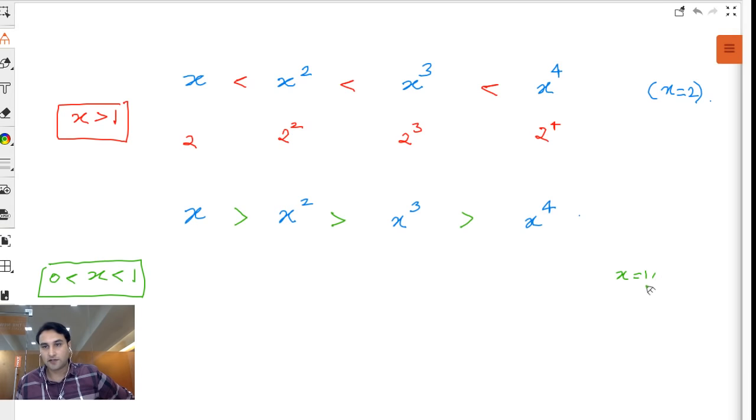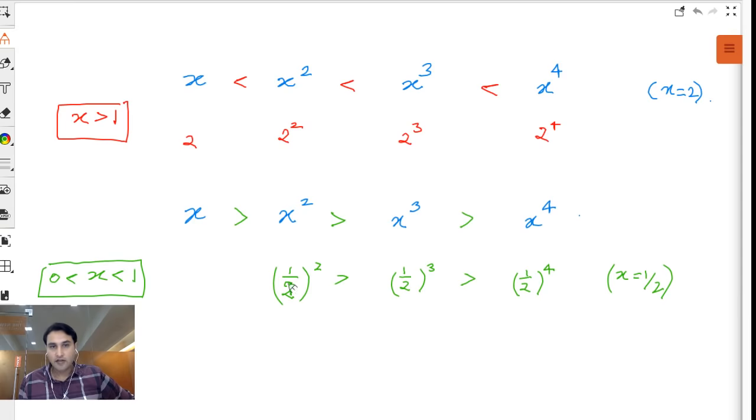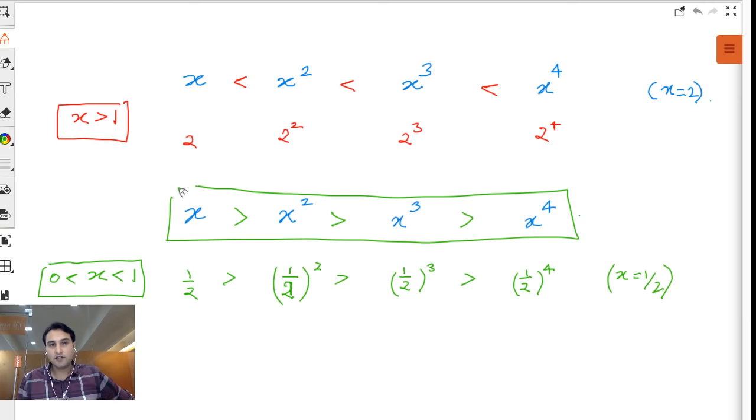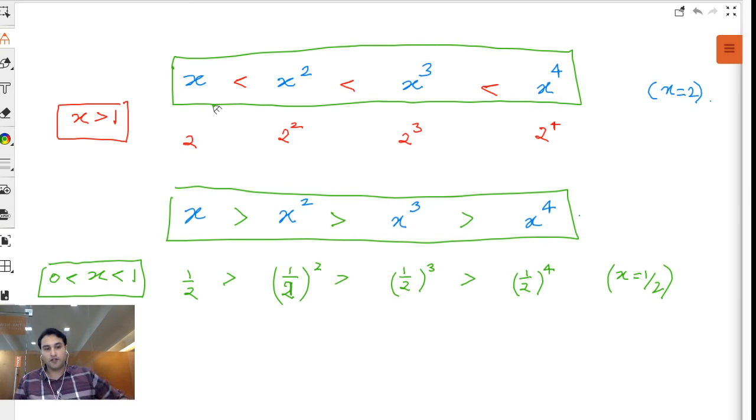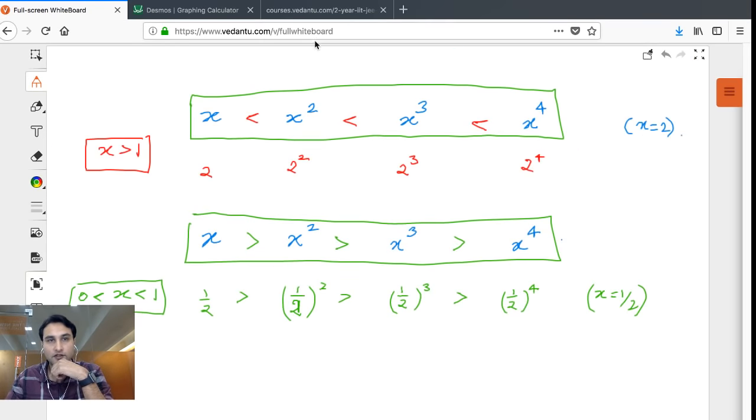You can take the example of, say, x is equal to half. So half to the power 4 is 1 by 16. 1 by 16 is less than 1 by 8, which is less than 1 by 4, which is less than half. In simple words, higher the power, lower the value if x is less than 1, but higher the power, higher the value if x is greater than 1. But how does this concept translate into graphs? Let's look at the graph now very quickly. So what did we learn?